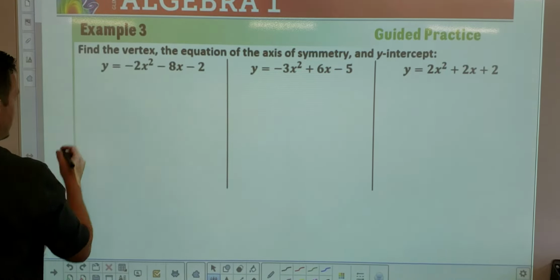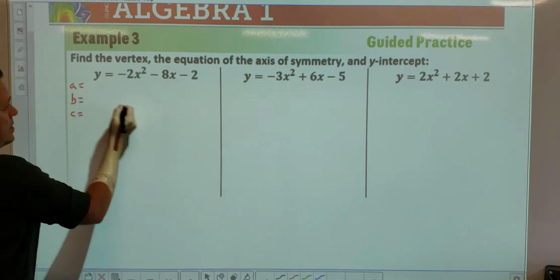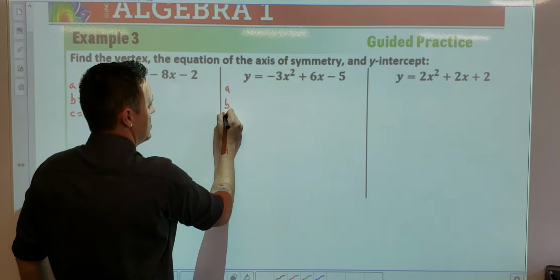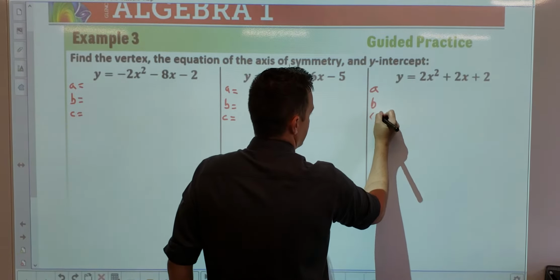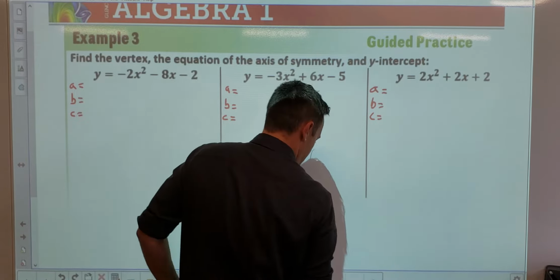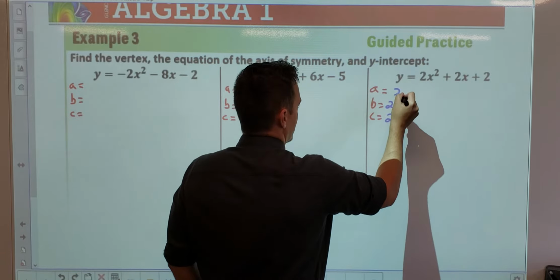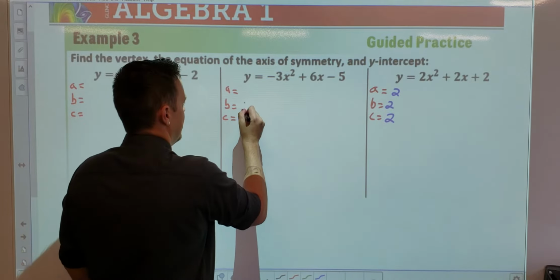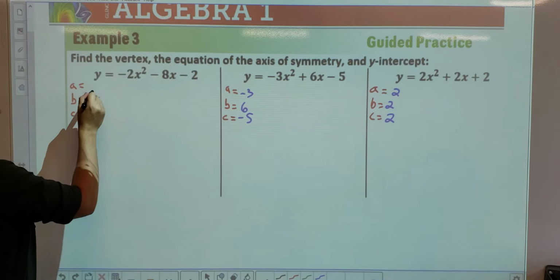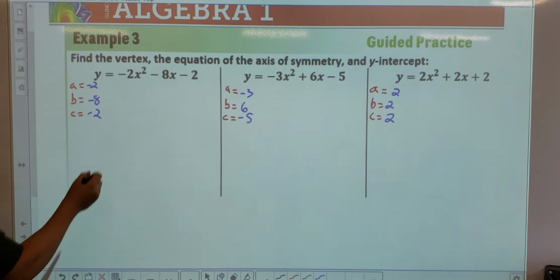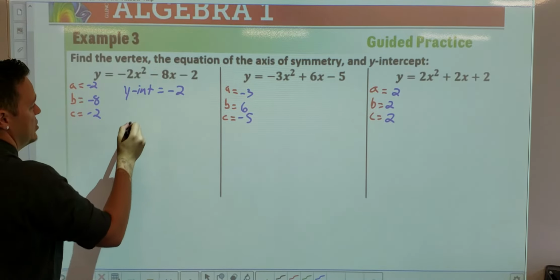All right, so as we go through this, first thing we want to identify, remember, is going to be A, B, C. All right, so just mark these out. A, B, C, and then we got A, B, C again. Okay, and then you can write your values down as you're going across. So I'm just going to do it now. 2's across the board. -5, 6, and -3. This is -2, -8, and a -2 again, right? So we know our y-intercept here is -2.